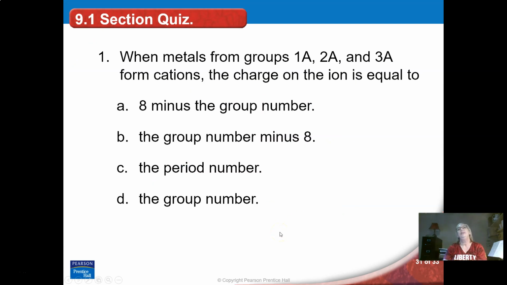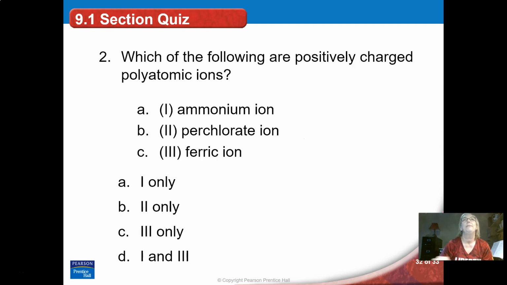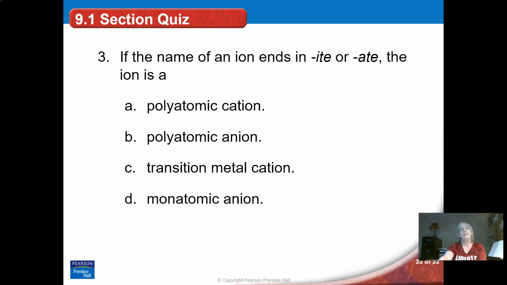So, what do you know about groups 1A, 2A, 3A? Their charge is based on their group number. Let's try the next one. Which ones are positively charged? Polyatomics. So there's only one, so that makes it easy. This is the only one with a positive charge. Ammonium, NH4+, is the only one with a positive charge.